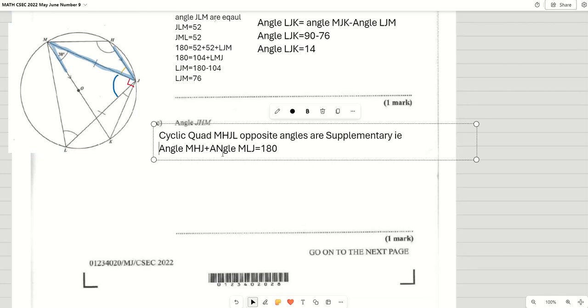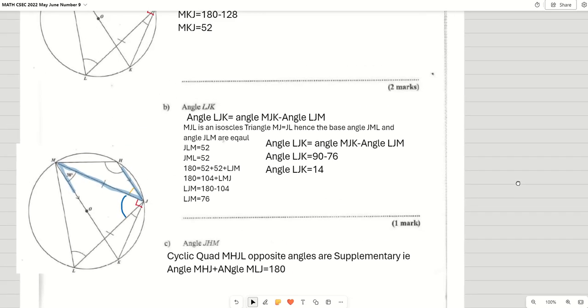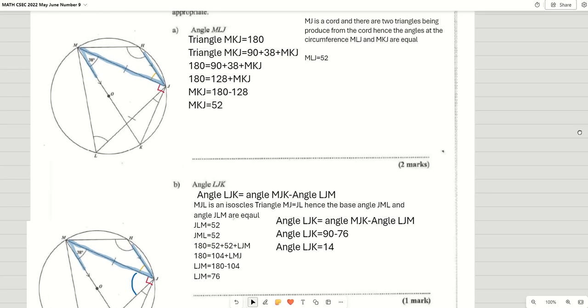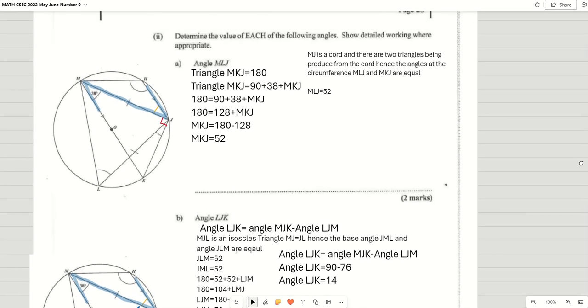Delete this. We know that angle MHG plus angle MLJ is equal to 180. Do we know what angle MLJ is? Yes, we found that out in the beginning there. We said that MLJ was 52.